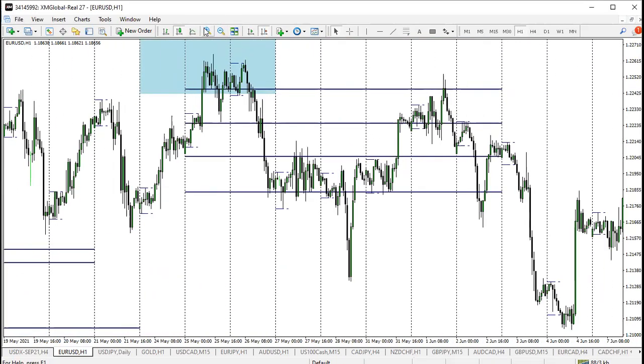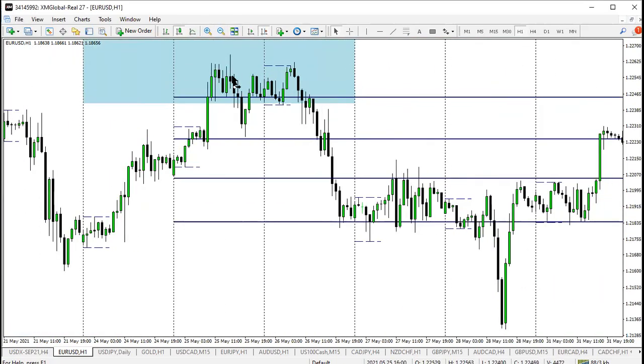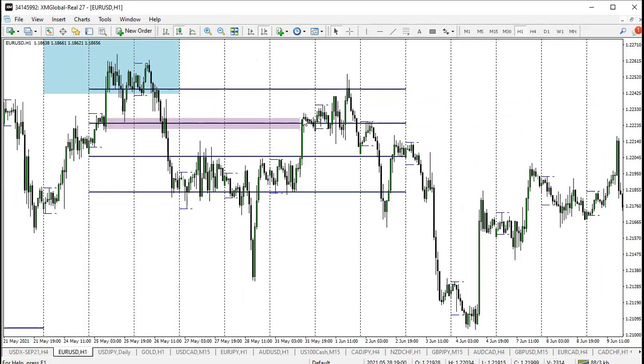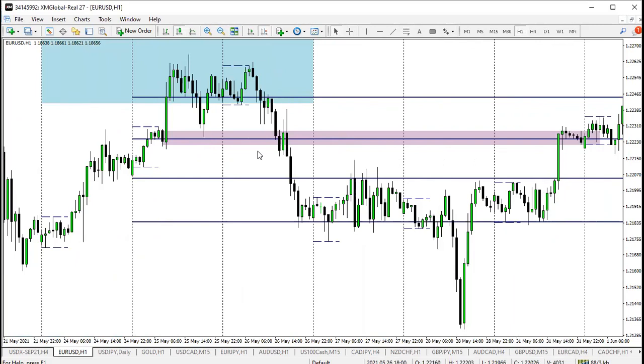All right. So let's see. 1, 2, 3. Where is the order block that was used to take out the first day's high? It was this one here. This is the breaker block that was used. Okay, so these are the key levels. These are all the key levels.